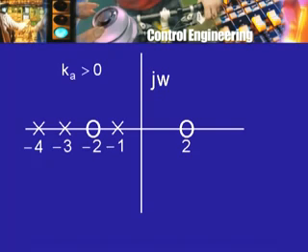Now what does the angle condition tell you? The angle condition tells you that a point in the complex plane is on the root locus if and only if what happens? If and only if the sum of all the angles subtended at the zeros minus the sum of all the angles subtended at the poles, this difference is equal to pi radians or 180 degrees, alternatively, plus or minus a multiple of 2 pi radians or a multiple of 360 degrees. That was the angle condition.